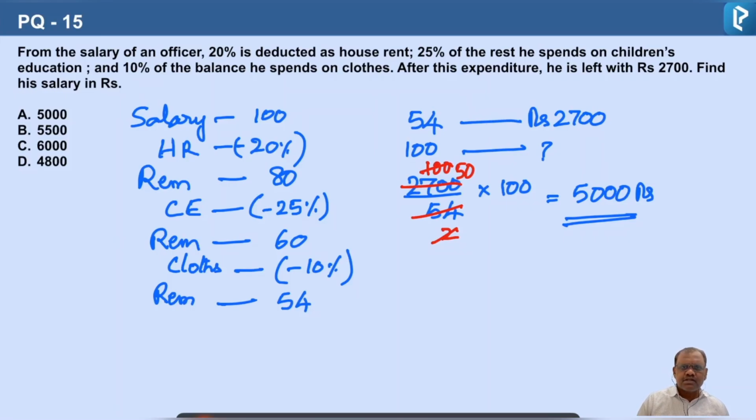So here also we have assumed the initial salary of the person as 100 and then calculated the final remaining value. So equate that to the corresponding value from the question. Then find out what is 100. So 5000 is the salary of the person. Option A is the right answer.